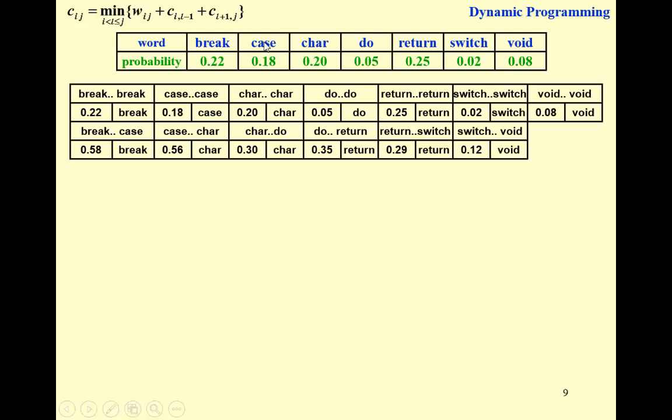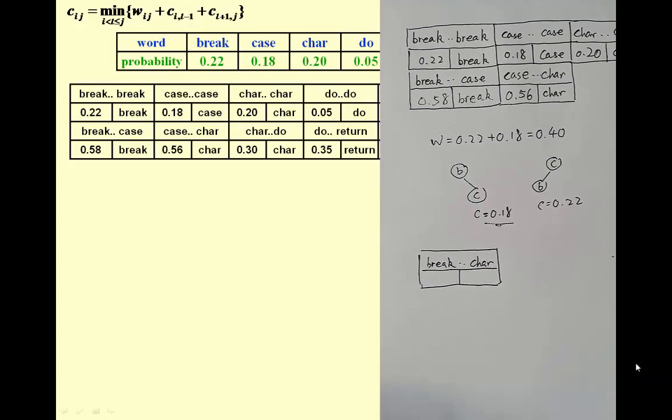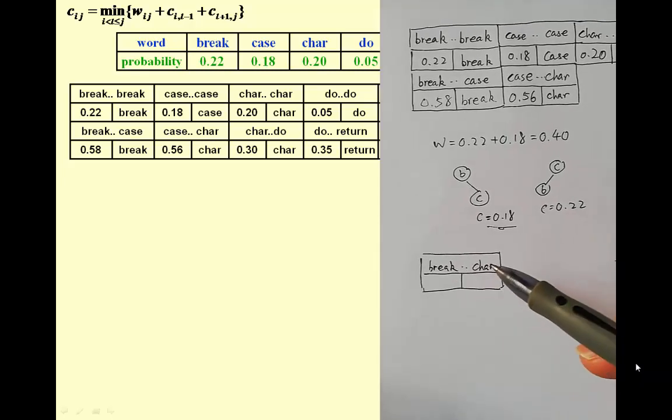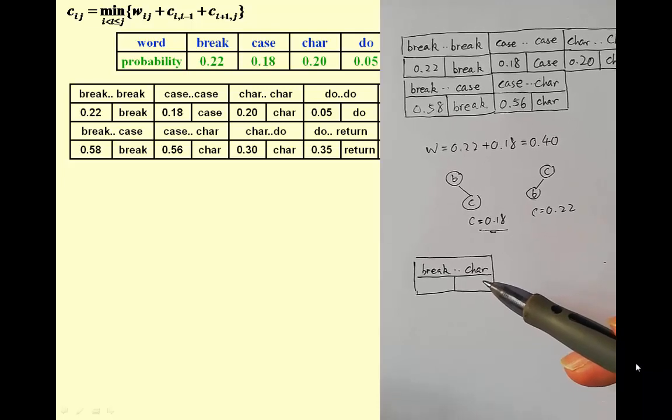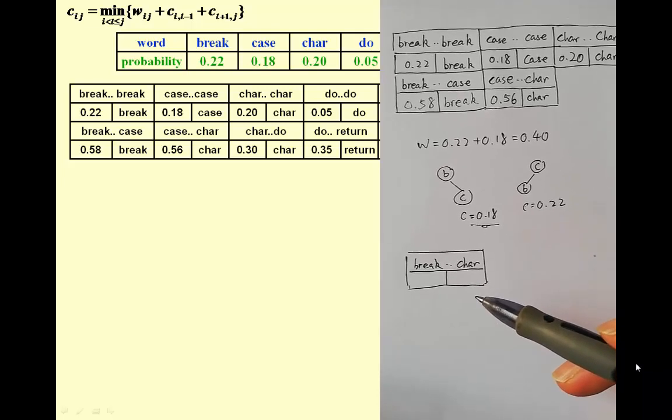It consists of 3 words: break, case, and char. Alright, now let's try to find the optimal tree. Let's check out this from break to char. In this case, we have 3 different possible trees, right?